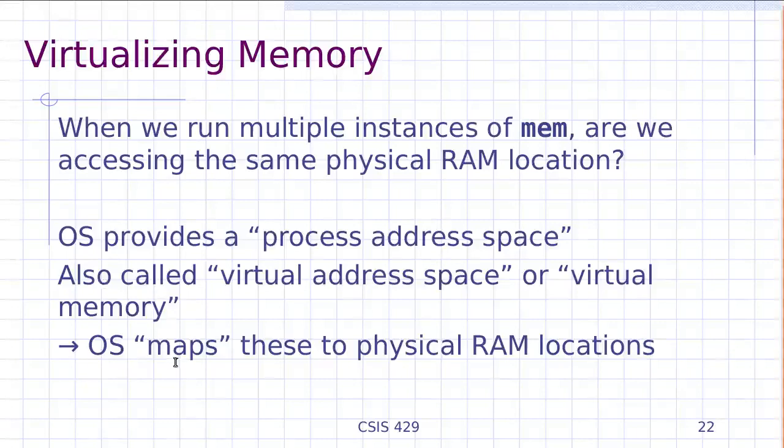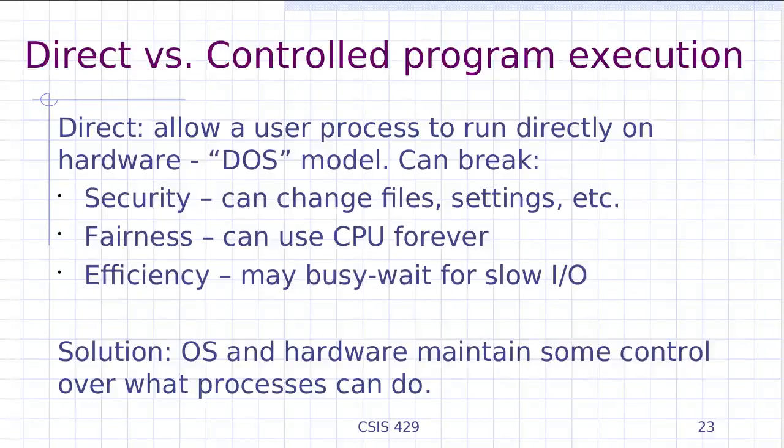So behind the scenes, once again, the operating system maps the addresses that we think we see, like those stack and global data, global memory locations, to actual physical RAM locations. The operating system makes sure that each process gets its own virtual address space. We'll go into a lot of detail about how all of that works, but it'll take a little bit of time to get there. Before we get there, let's talk a little bit about direct versus controlled program execution.